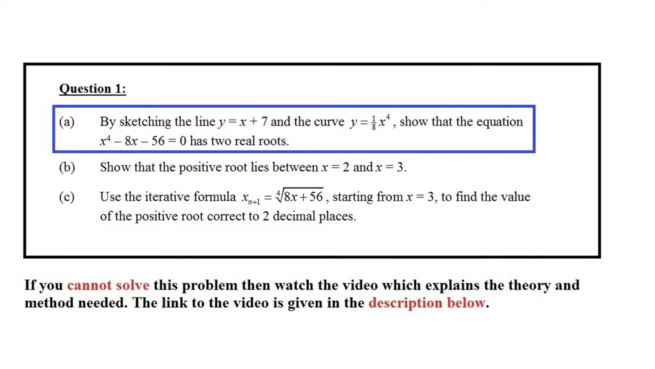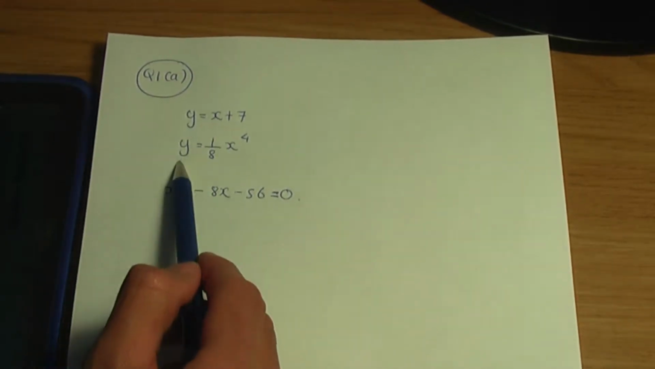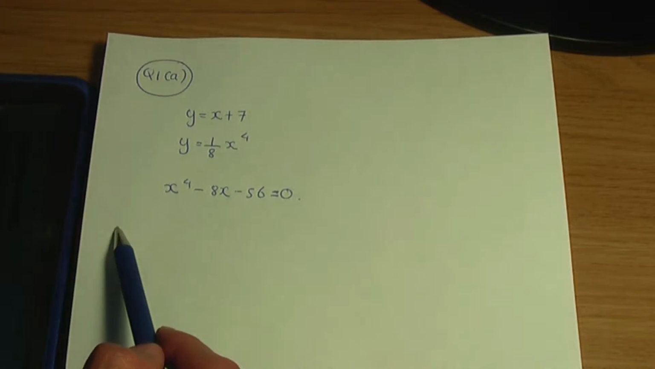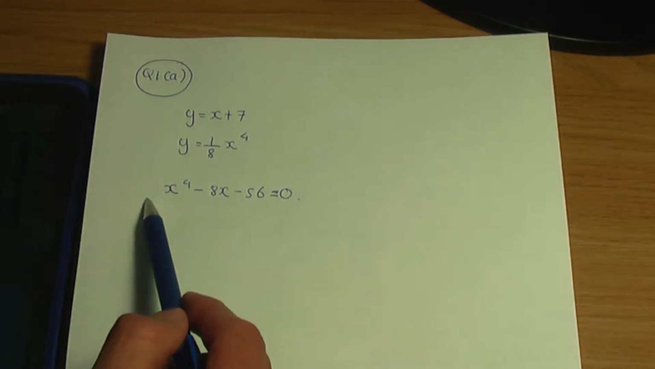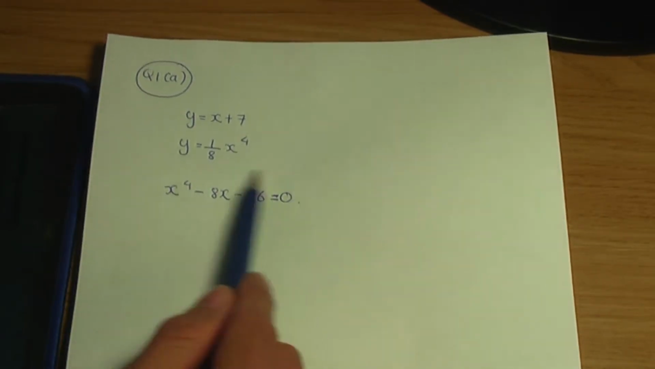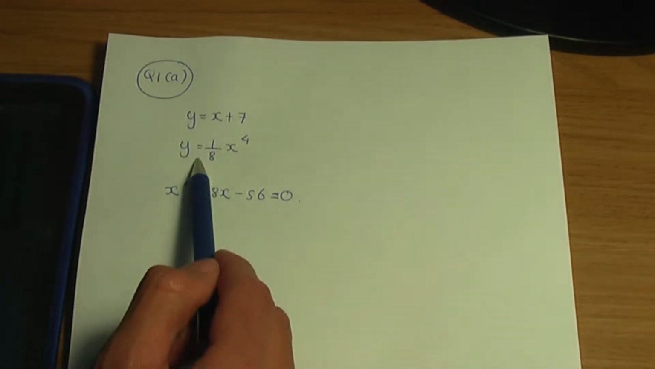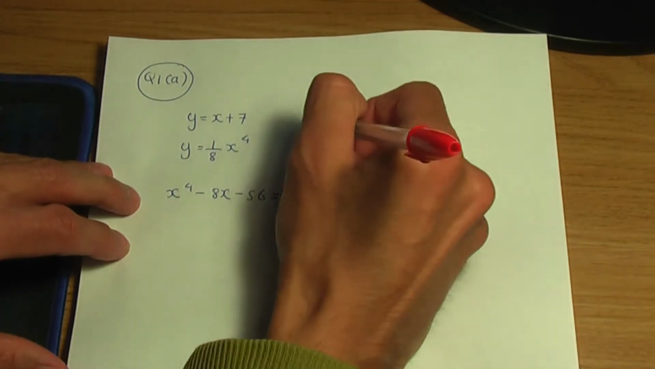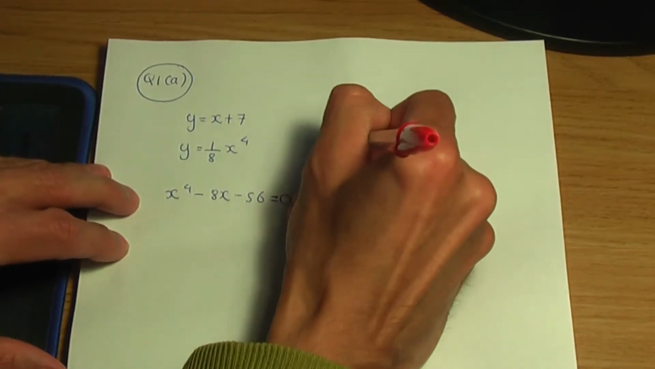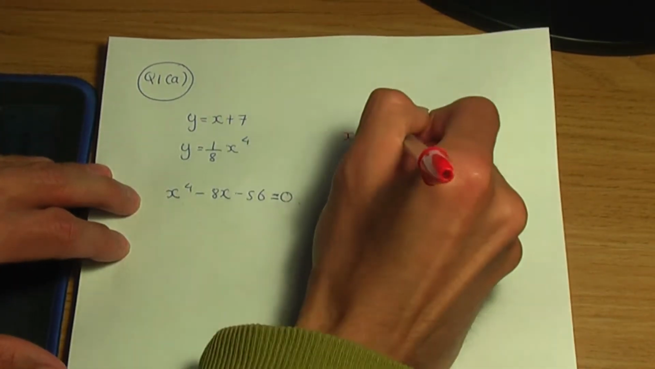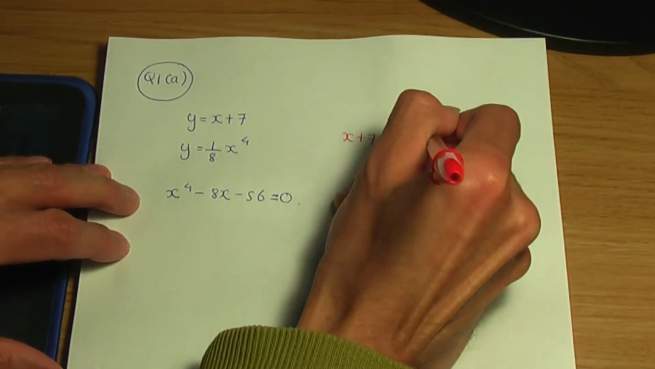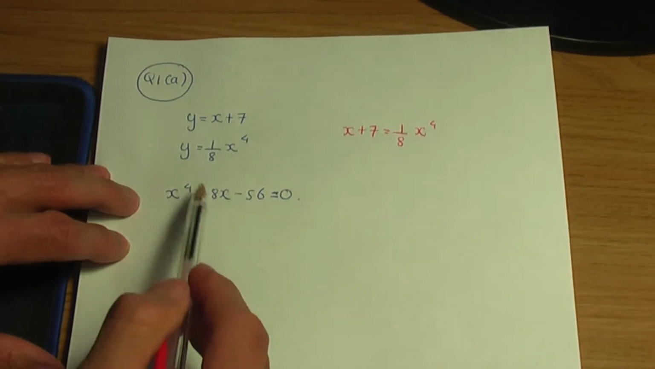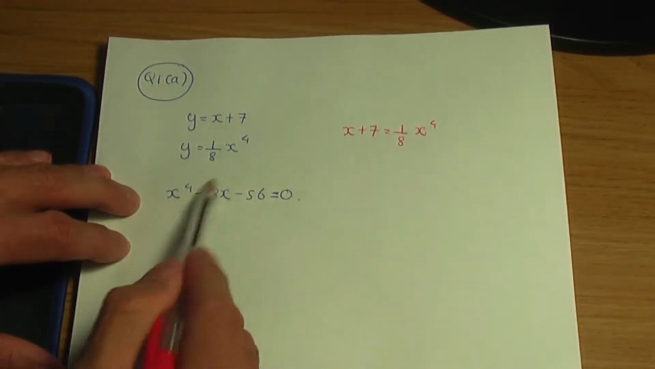Let's get back to the paper and pen. So we have these two equations and we need to show that this equation here has two real roots. Now this equation was found by equating these two. So if you equate these two, let me do this in red. If I equate x plus 7 to 1/8 x to the power 4 and rearrange this, this is how this equation has been derived.